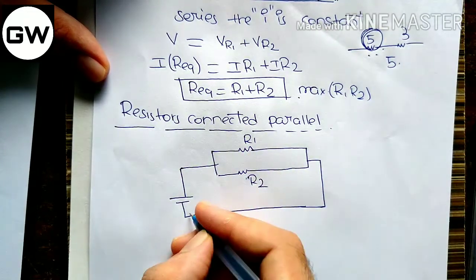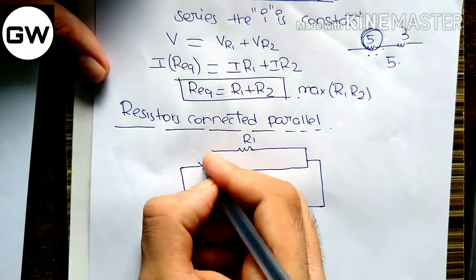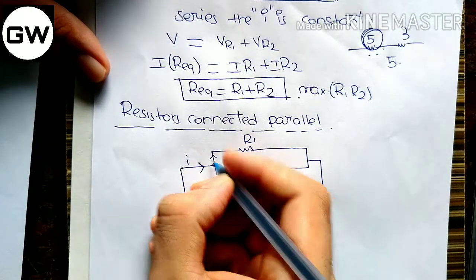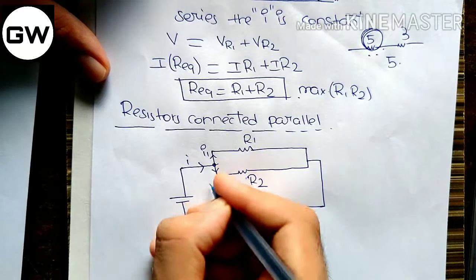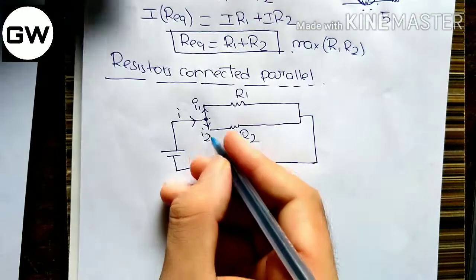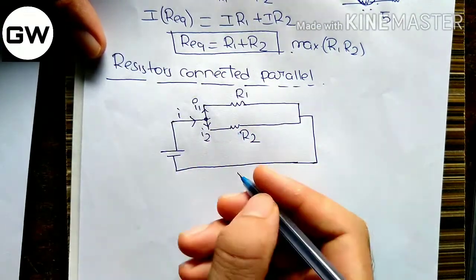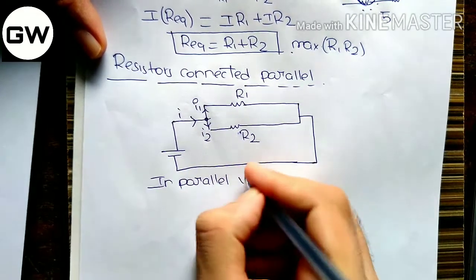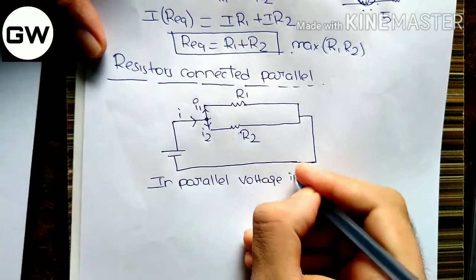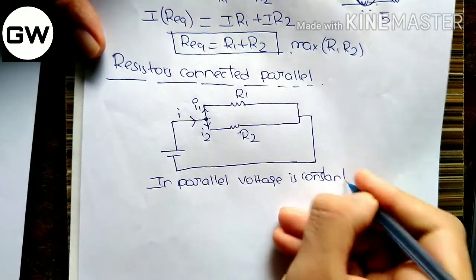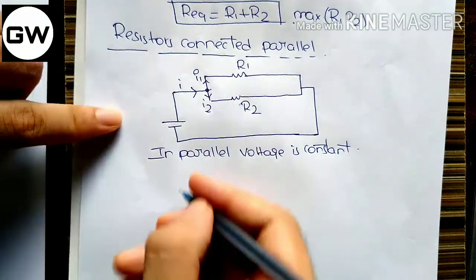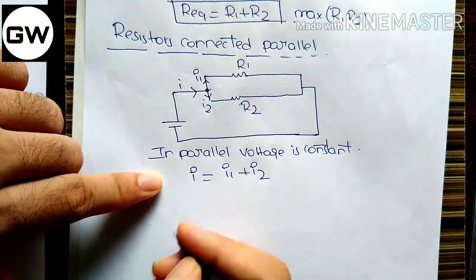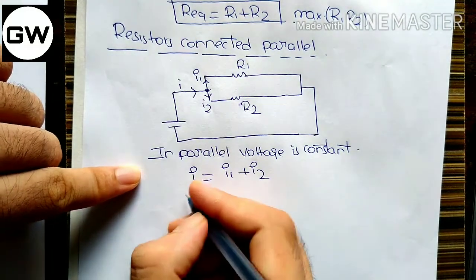Current always flows from the positive terminal to the negative terminal of the battery, and here at this node the current is being divided. The current flowing through here is I, the current flowing in this part is I1, and the current flowing in this part is I2. The current is being divided at this node, and in parallel the voltage is constant. So current I is equal to I1 plus I2.